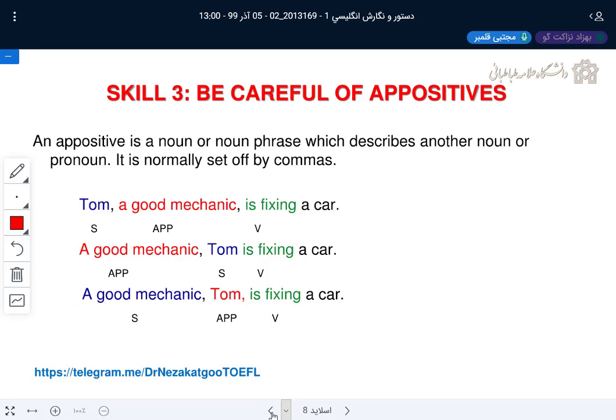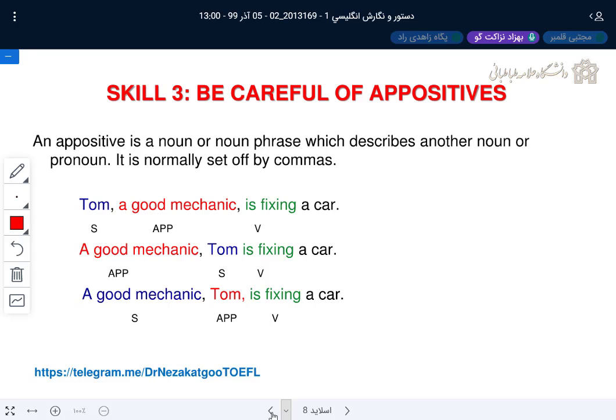Skill 3. Be careful of appositives. An appositive is a noun or noun phrase which describes another noun or pronoun. It is normally set off by commas. Very good. Shall I read those examples?